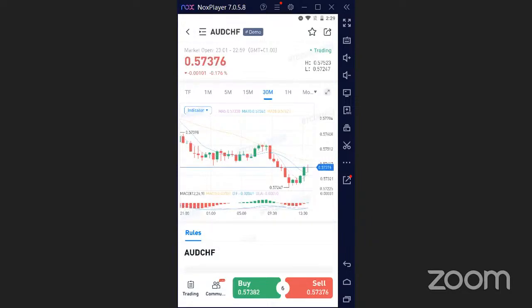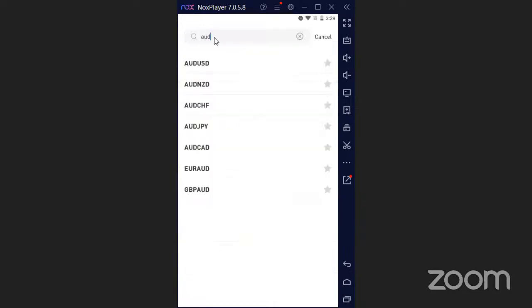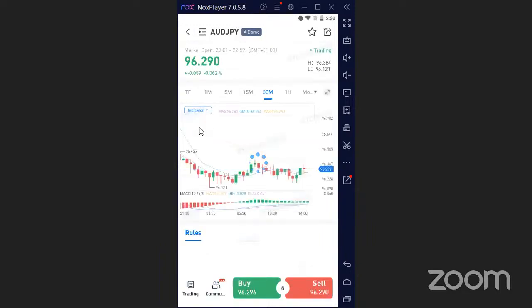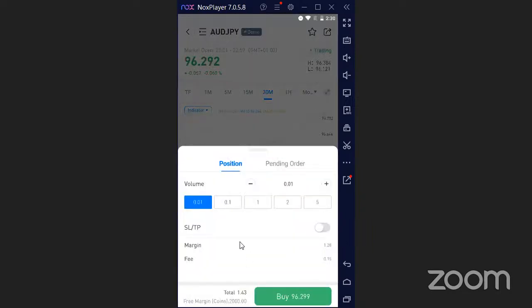Let's go back. I wanted to make analysis. I want to set a buy limit on AUDJPY. So we have AUDJPY here. I can just decide, okay, I want to buy. If I want to buy right now, I can just click on buy. All right. This is my lot size.